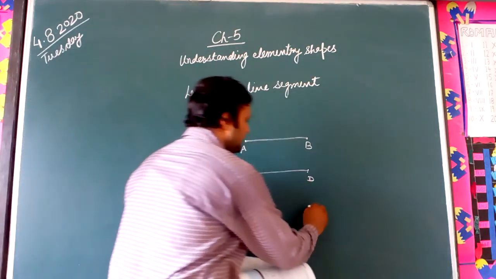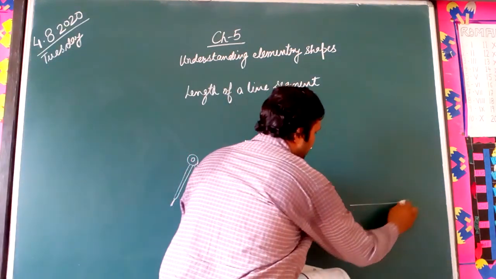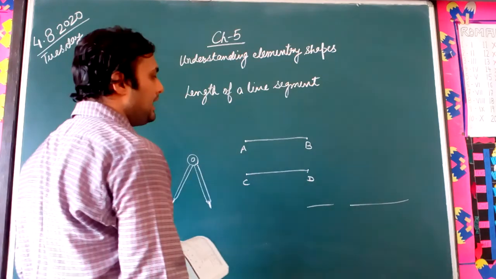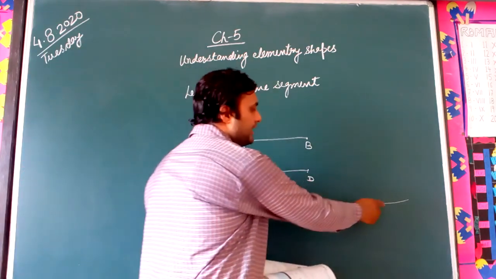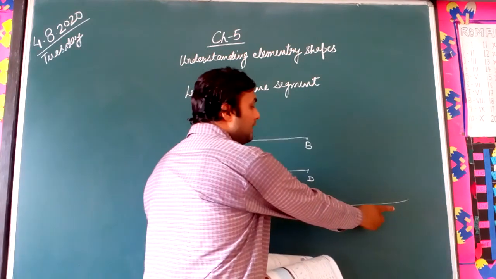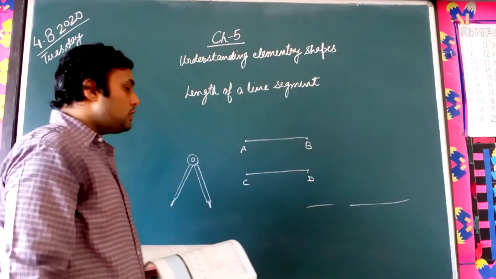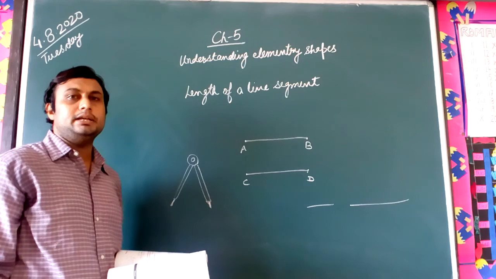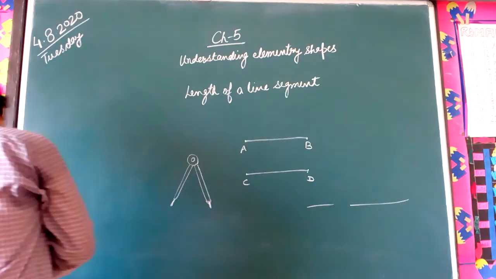If the first line is this and the second line is this, if we compare both the lines, we can say that this line is not equal to this line because the length of this line is not equal to the length of this particular line. So with the help of a ruler, you can easily measure the length of the line.